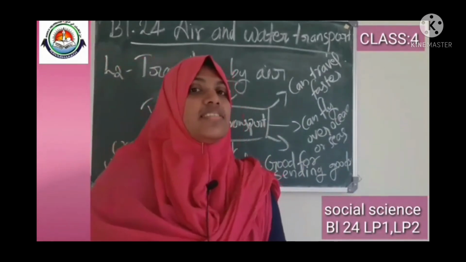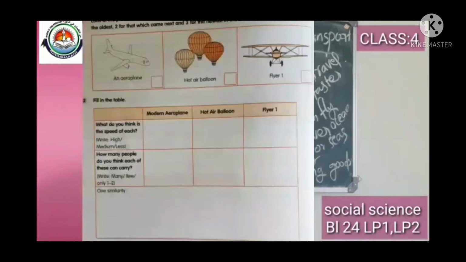Okay children, let's discuss S1 and S2. S1: look at the picture that we have already discussed. Which is the oldest and which is the newest transport? Hot air balloon is the oldest, Flyer 1 second, and an aeroplane third. You have to put 1, 2, 3. Then fill in the table: modern aeroplane, hot air balloon and Flyer. What do you think is the speed of each? High, medium or less? Modern aeroplane, high speed. Hot air balloon, less. Flyer 1, medium speed.